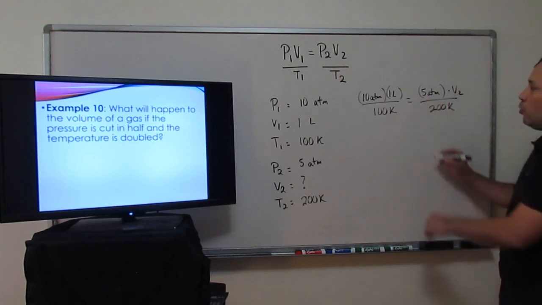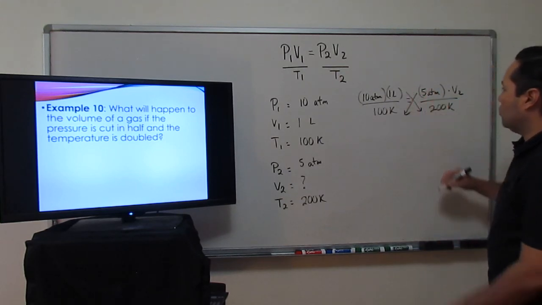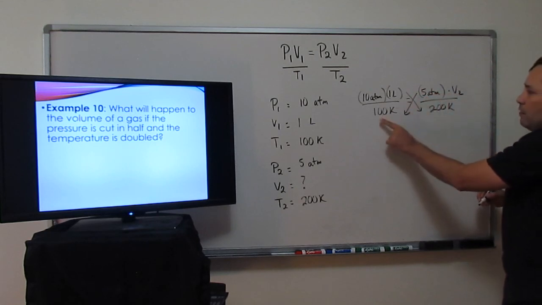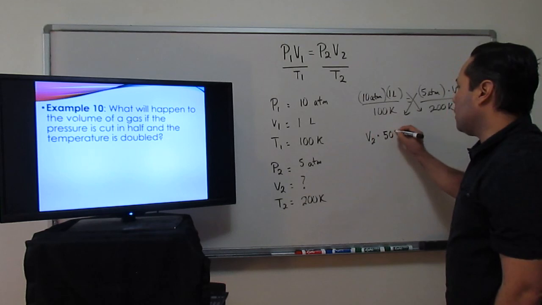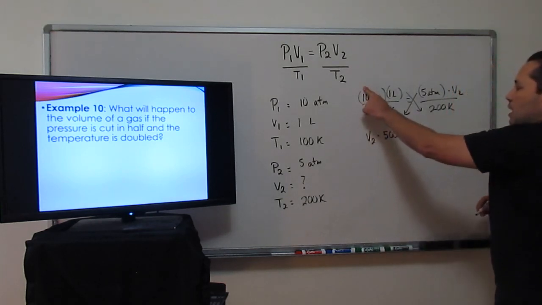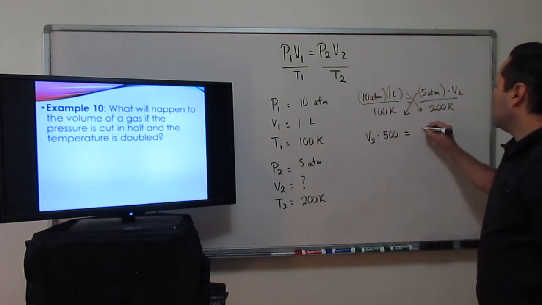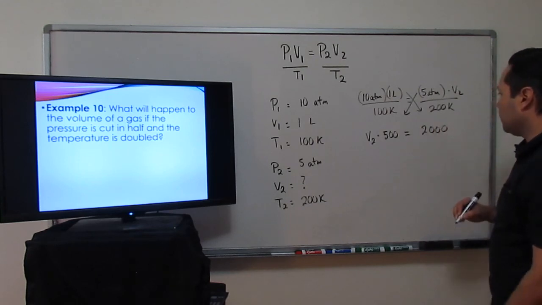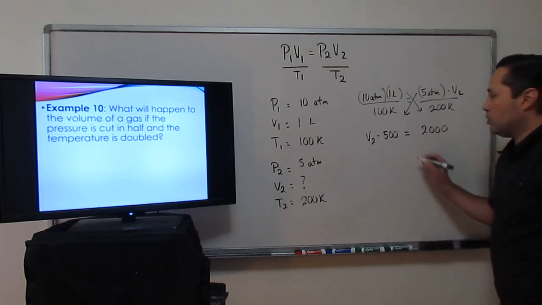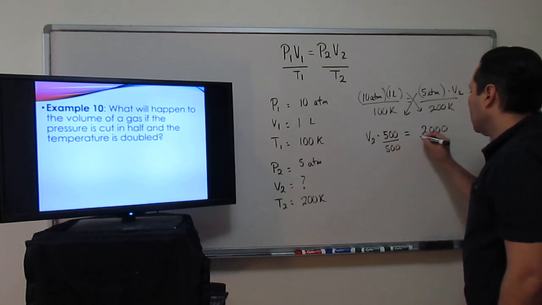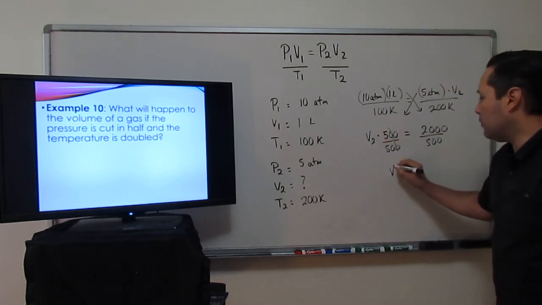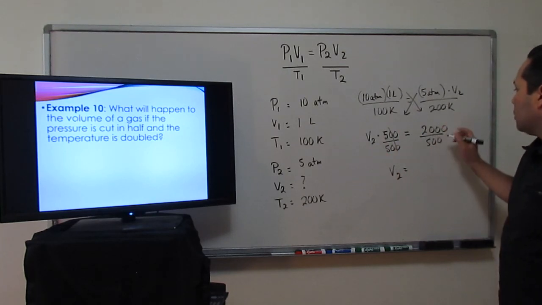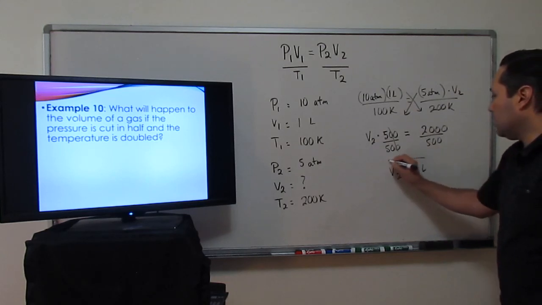Alright, we're going to cross multiply so we can isolate the V2. So V2 multiplied times 5 multiplied times 100 is V2 times 500, and that equals 10 times 1 times 200, which gives me 2,000. Next I want to isolate the V2, so I divide by 500 on both sides, so that they cancel out, giving me the V2 isolated. It's 2,000 divided by 500, which gives us 4 liters.